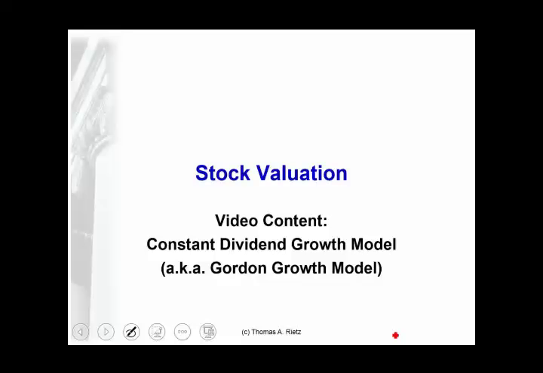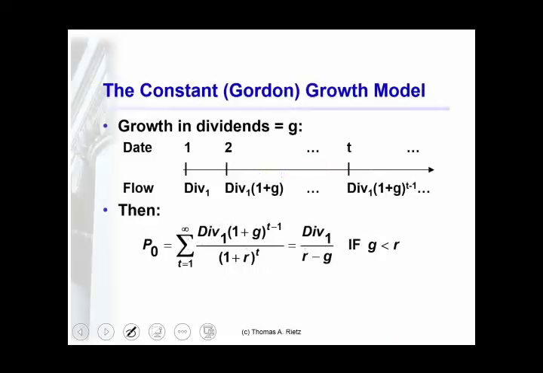This video covers the constant, or Gordon, dividend growth model of stock pricing. The constant dividend growth model assumes that dividends will grow at a constant rate into the indefinite future. If that's the case, then the cash flows are a growth perpetuity, and the value today is next period's dividend divided by return minus growth.